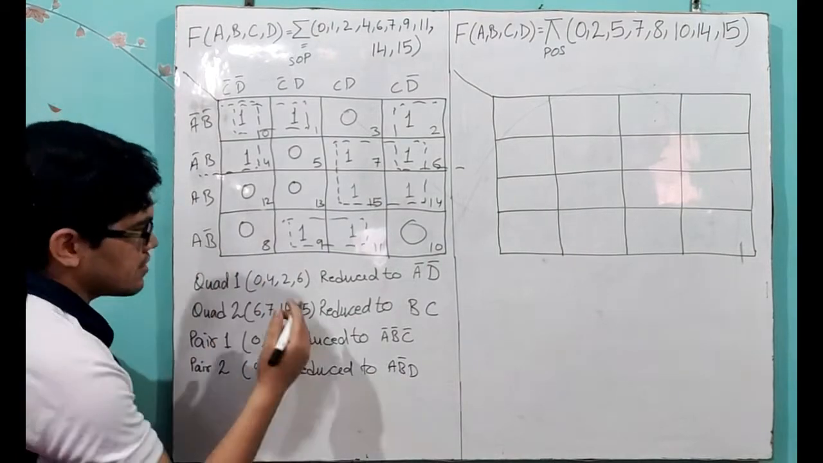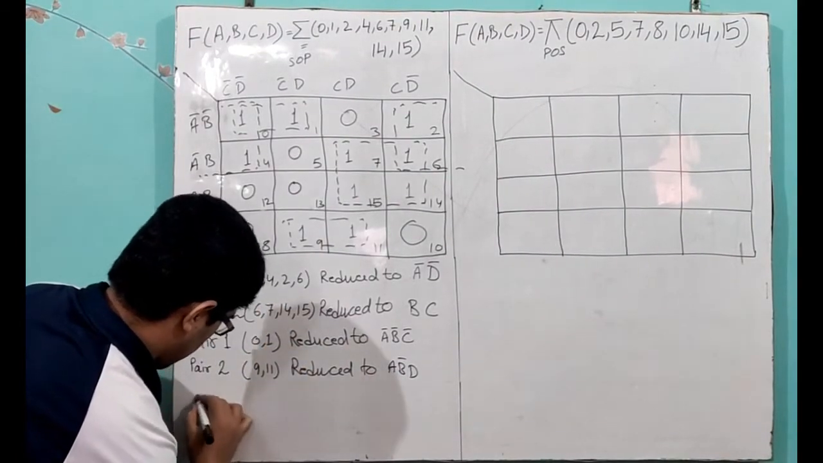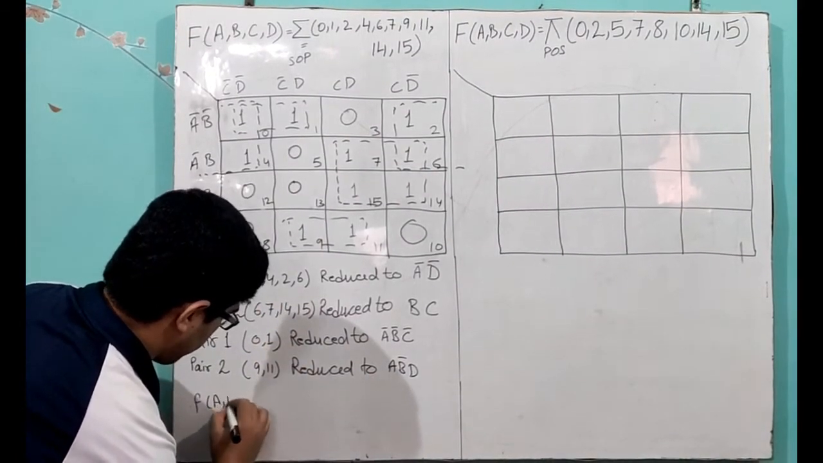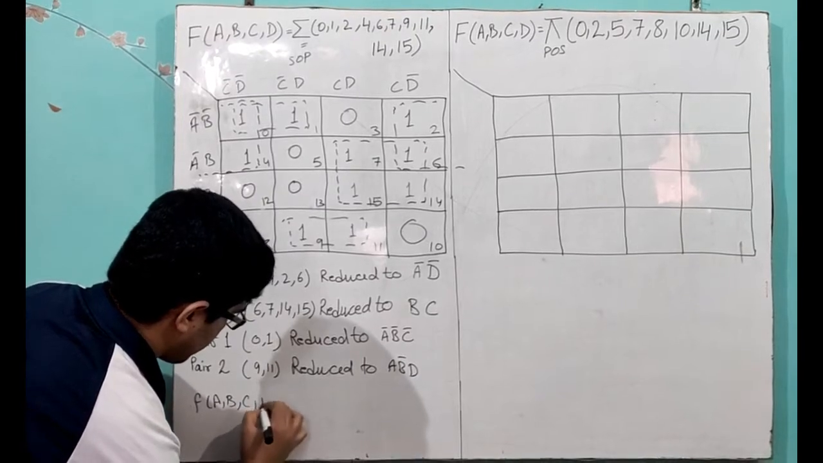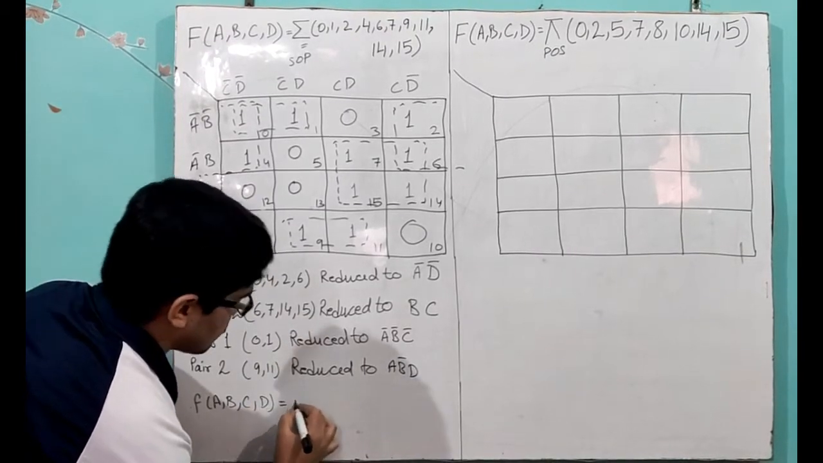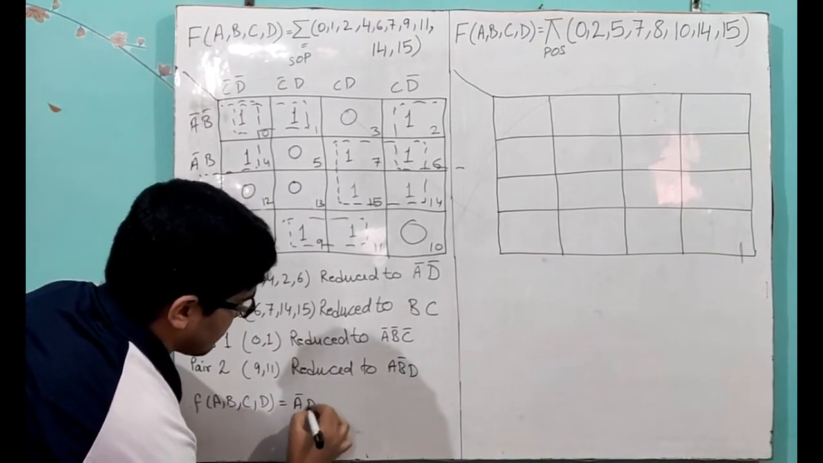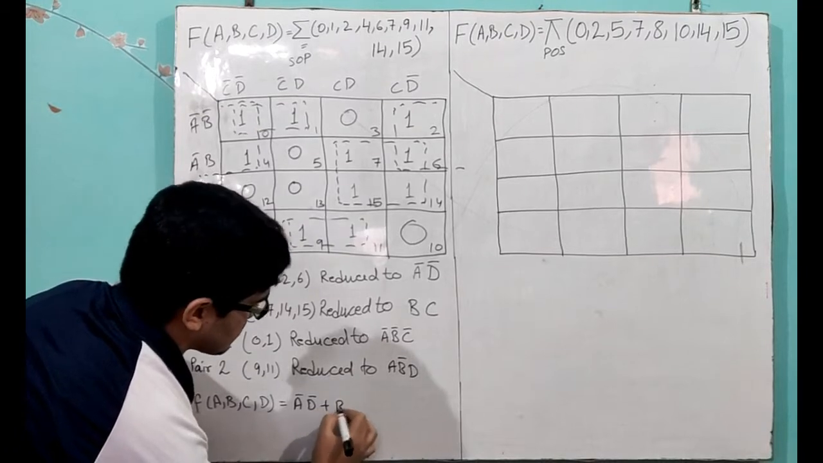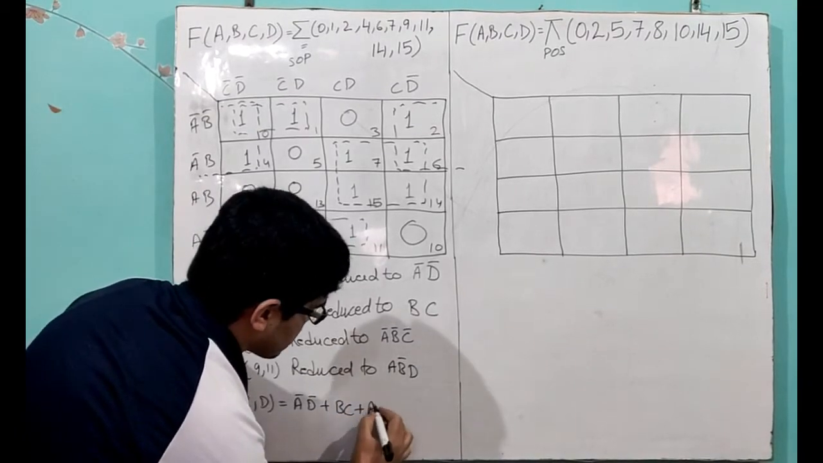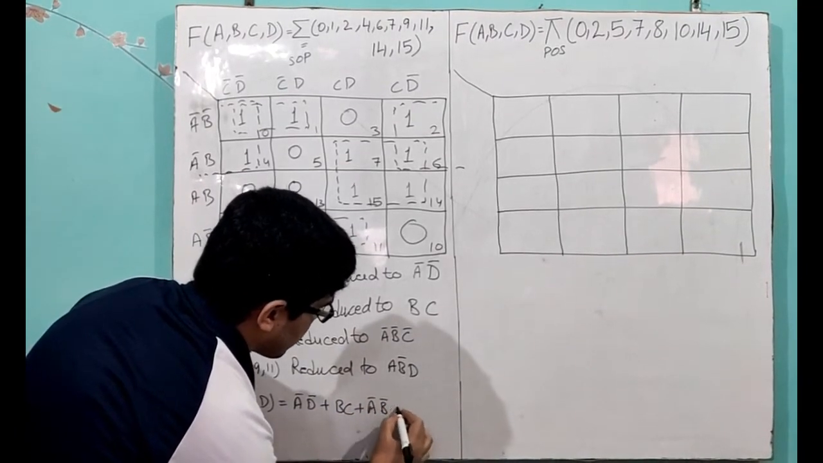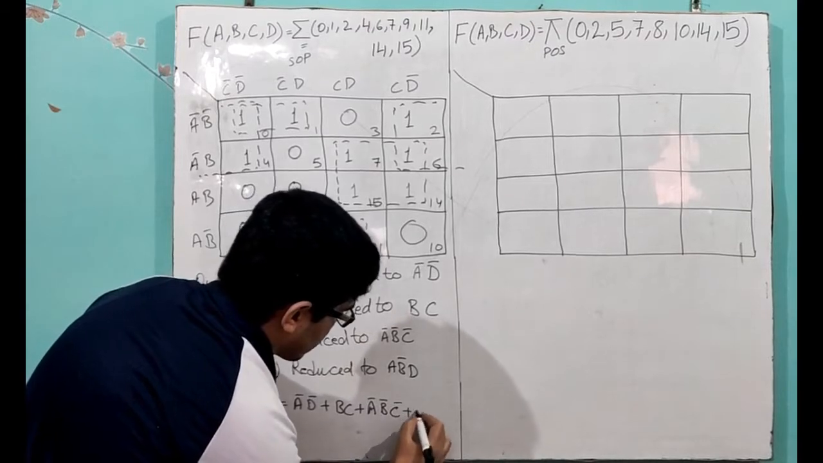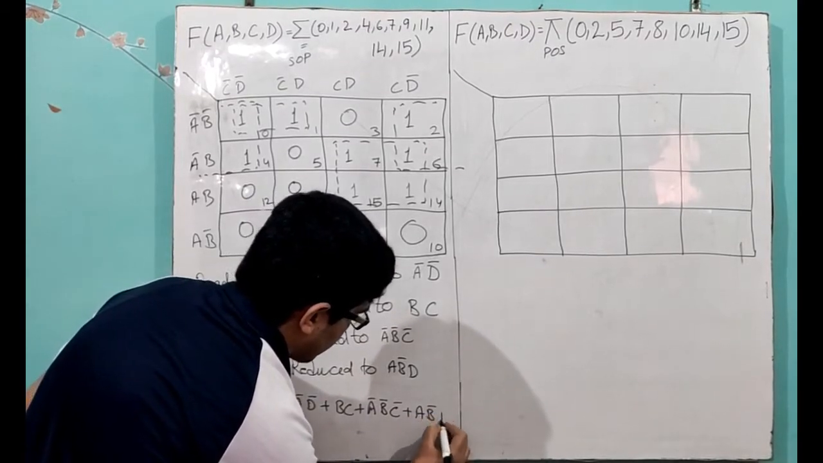So the answer is F(A, B, C, D) is equal to A bar, D bar plus BC plus A bar, B bar, C bar plus A, B bar, D.